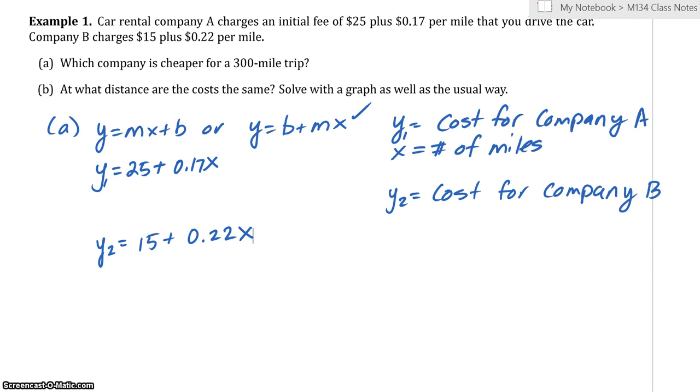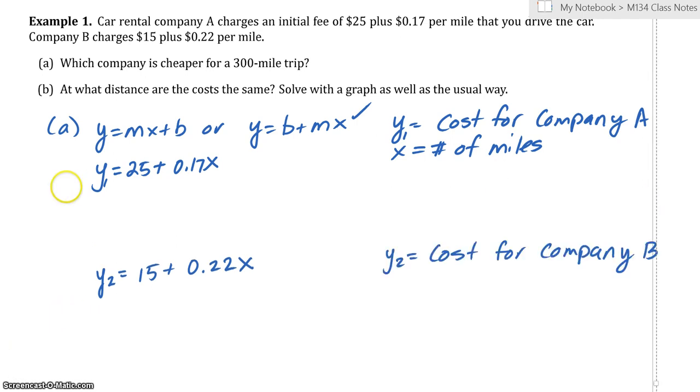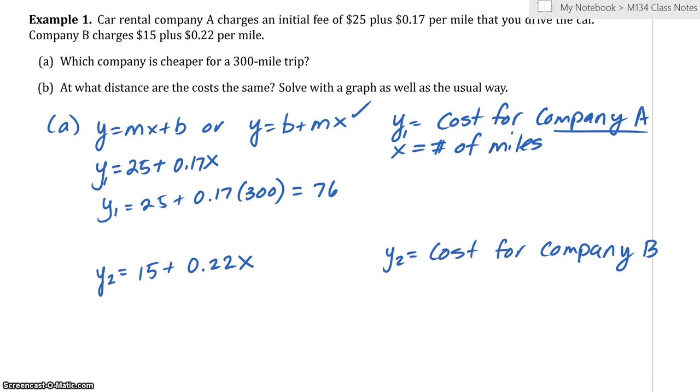So which company is cheaper? If I look at y1, company A here, and I plug in a 300, that means take 300 times 17 cents, that's how much we'd be paying for 300 miles, and then we add that 25, you would get 76. So the cost that you would have to pay if you chose company A would be $76 for 300 miles.